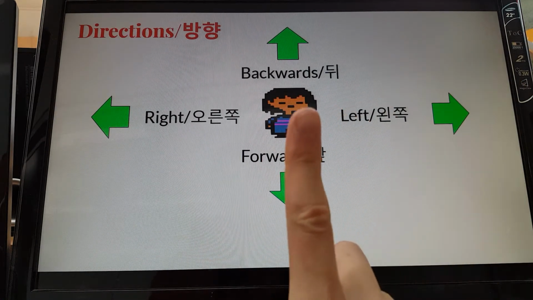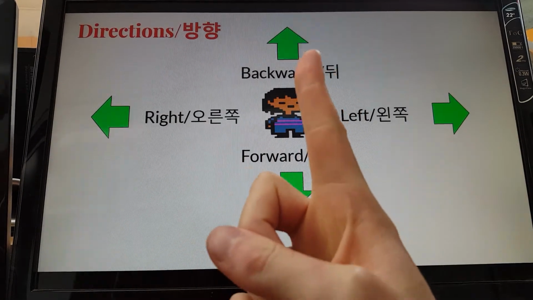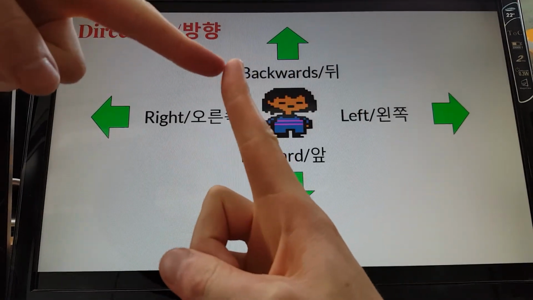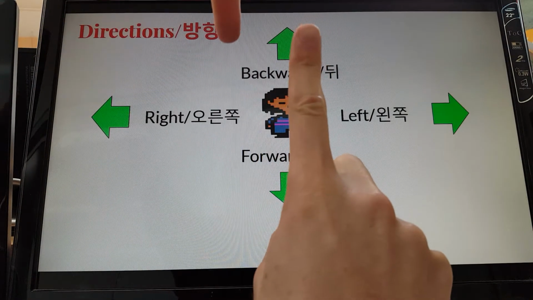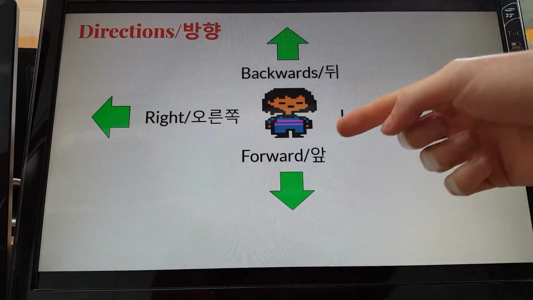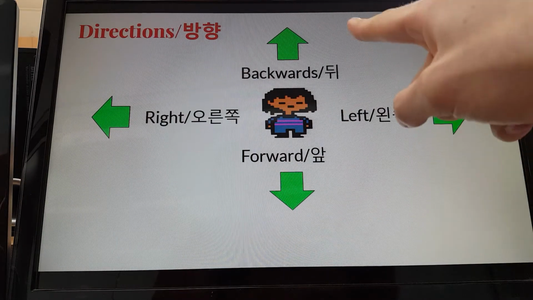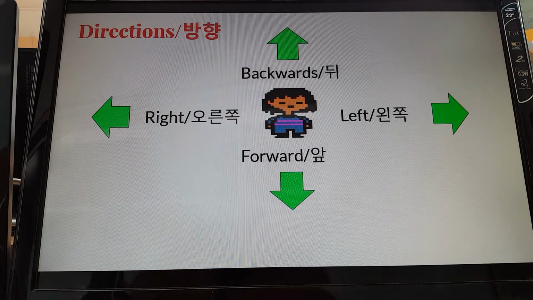And next, we have directions. So if this is our person, and the eyes are here, then we have forward, backwards, left, and right. So let's practice the pronunciation.